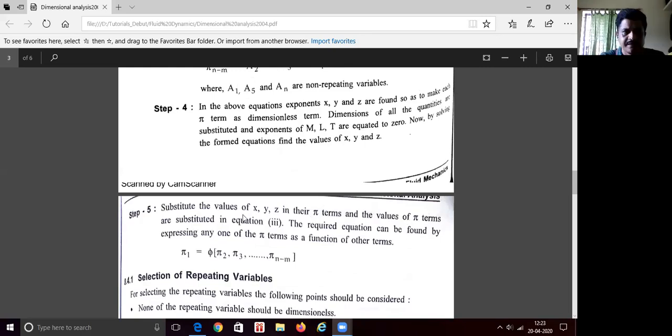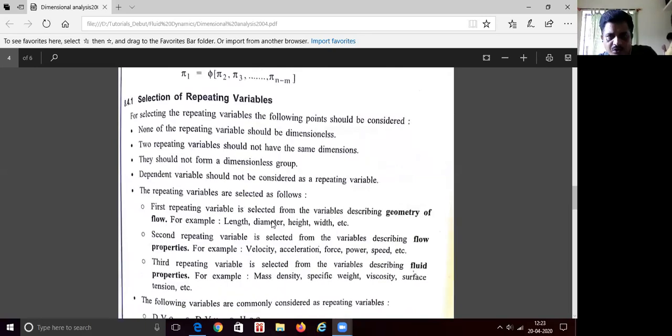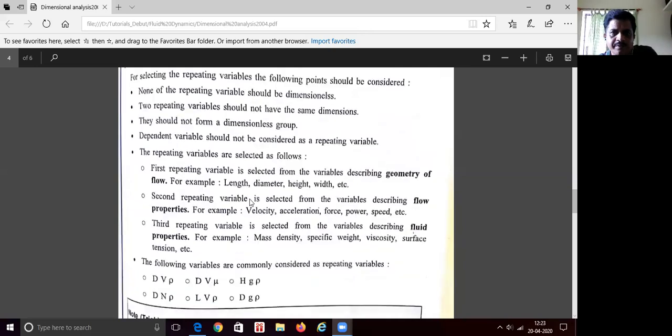Now, before that, let us see the selection of repeating variables. You will understand this later. Now you remember this geometry of flow. Geometry 1, flow properties 2, fluid properties 3. I will tell you while solving the problem. What is geometry? Length, diameter, height, width are all geometrical dimensions. What is a flow dimension? Velocity, there should be movement. Velocity, acceleration, force, power, there should be movement. Speed, there is movement.